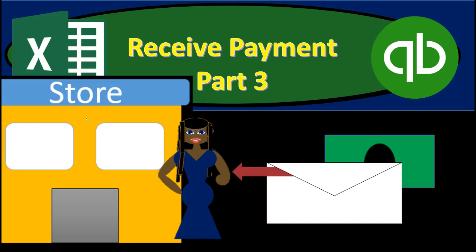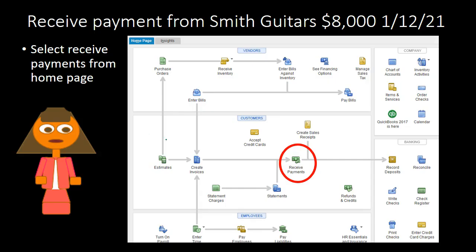If we looked at QuickBooks first, and then we're going to move to Excel and input this information to Excel, we would have a receive payment. Remember, that means that we already issued the invoice. Now we are receiving payment from the customer for invoice received in the past.